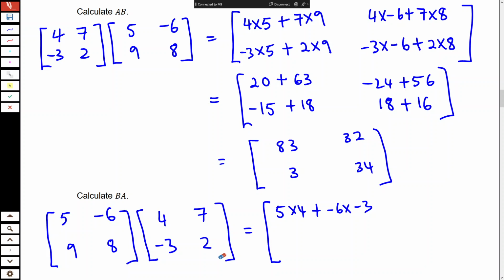Which way is it going? So choose the row of the first matrix and the column of the second matrix. Which column are we doing, the second one? So if I'm here, I want to use the second column. Let's do another column afterwards.